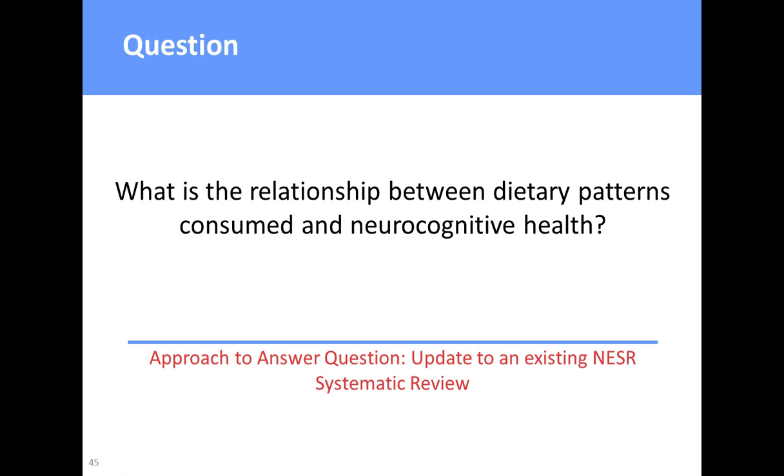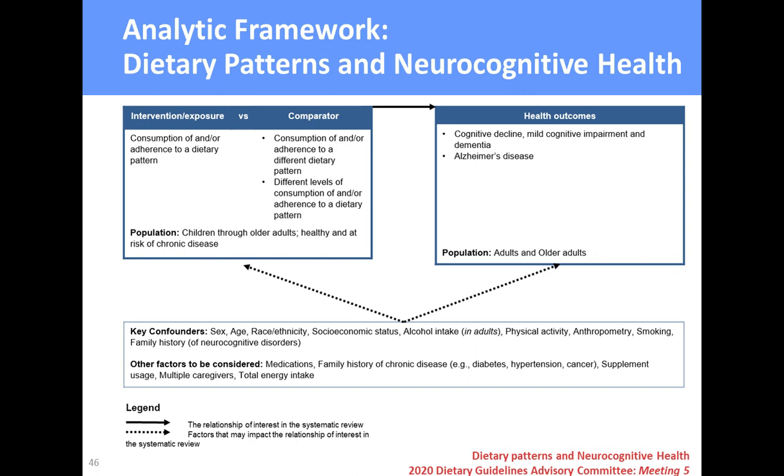So the next slide then is the question, what is the relationship between dietary patterns consumed and neurocognitive health? So if you go to the next slide then, Barbara, it should be the analytical framework for the dietary patterns and neurocognitive health. So here, the analytical framework shown here provides the streamlined scope of the question examining the relationship between dietary patterns and neurocognitive health. This review updates an existing review from the previous advisory committee. In addition to the streamlined inclusion-exclusion criteria shown earlier that were applied to this question, the outcomes currently under review shown on this slide were focused on cognitive decline, mild cognitive impairment, dementia, and Alzheimer's disease. The key confounders are also listed on this slide.